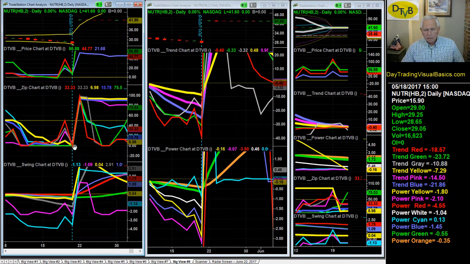All of your zip indicators are at 0 except for zip pink. Zip pink on this day is at 5.6. And all Zion, green, blue, yellow, gray, and red are all at 0. And that doesn't necessarily mean that it's going to bounce up the next day just because they're at zero, but it is an interesting place for them to be.